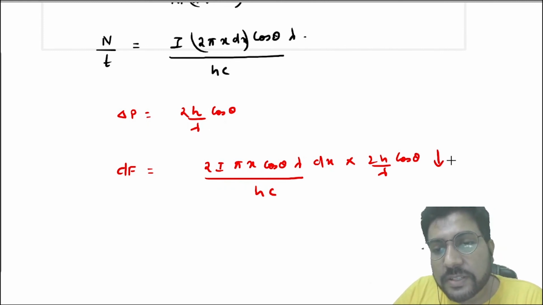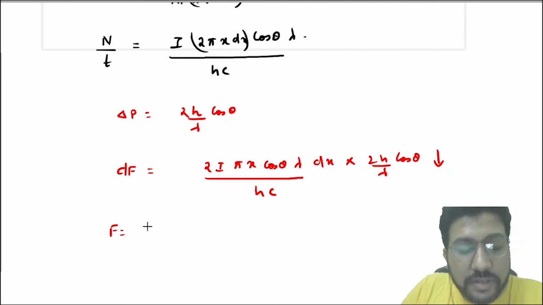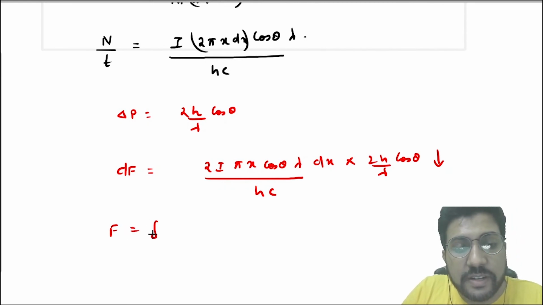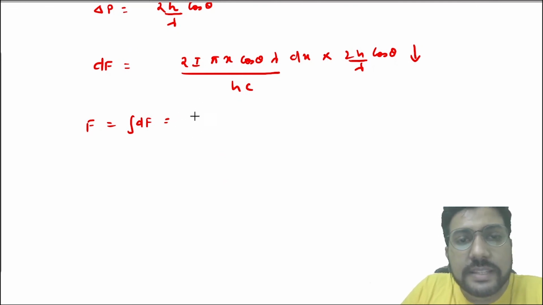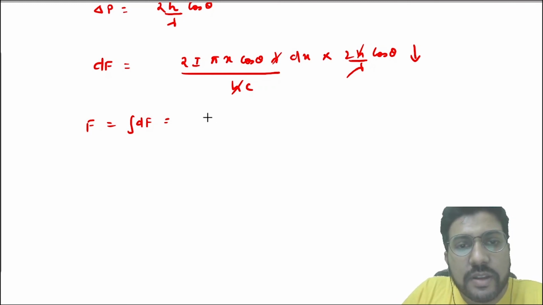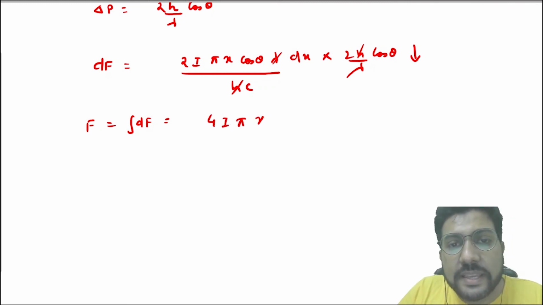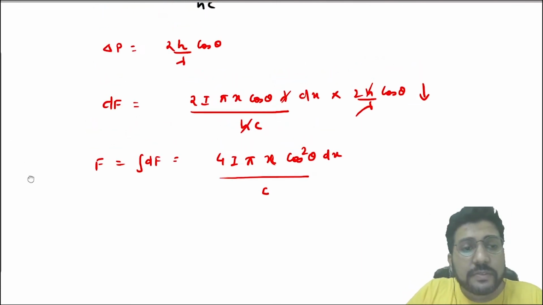direction will be downwards. The direction will be downwards on every element, so you will say that the force is equal to integration dF. Simply, you will not have to take any component, because at every point the force is downwards, meaning on every element the force is downwards. Okay, so this is equal to, lambda cancelled out, 4I pi x cos square theta divided by c multiplied by dx also. First we have to see what the intensity is.